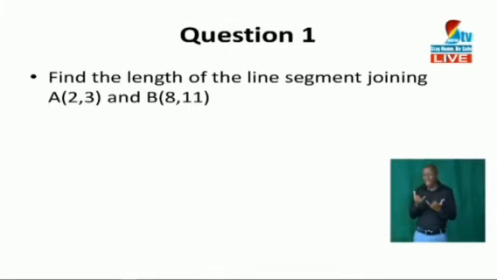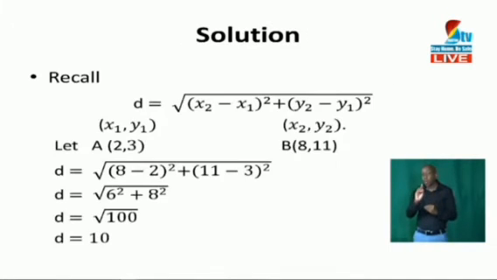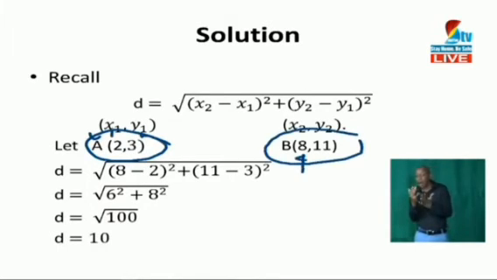What we do, dear learners, is we have 2 points. We have point A as (2,3) and B as (8,11). We let the first coordinate, which is A in our case, be x1, y1, because it's our first coordinate. Our second coordinate, we let the x coordinate be x2 and the y coordinate be y2. Now remember our formula.